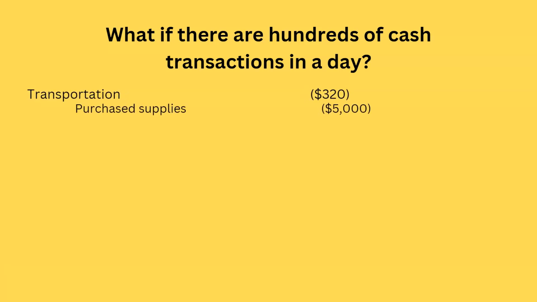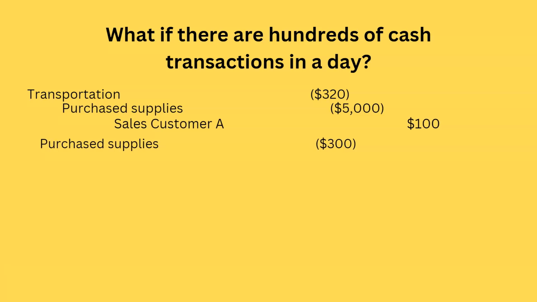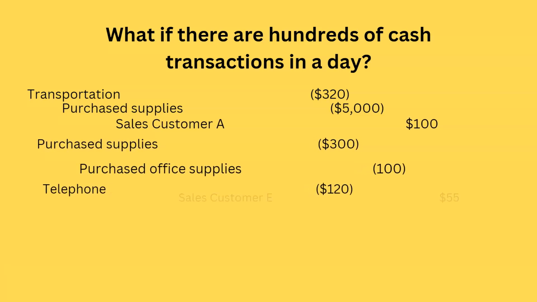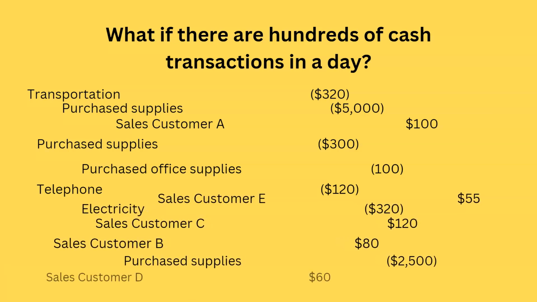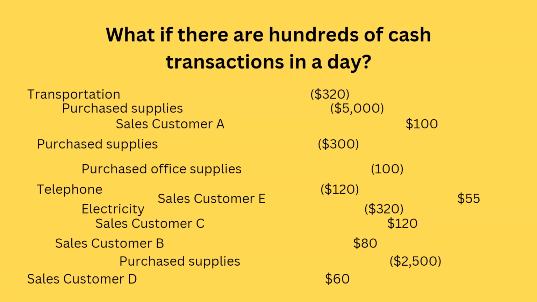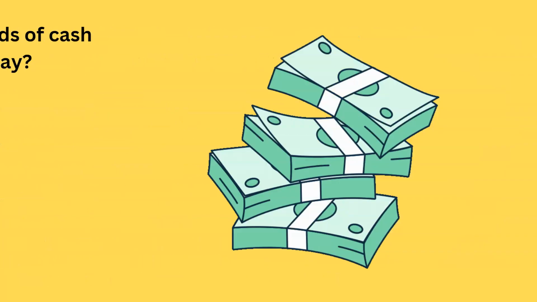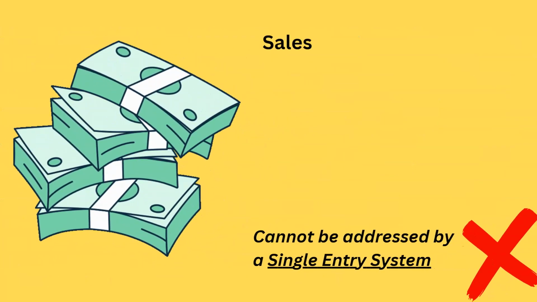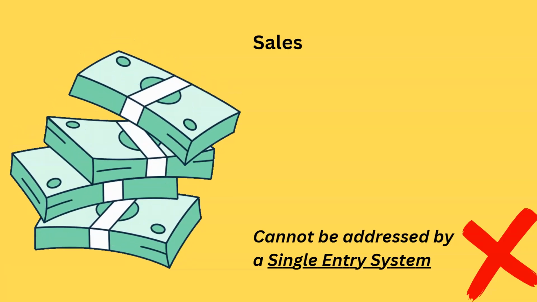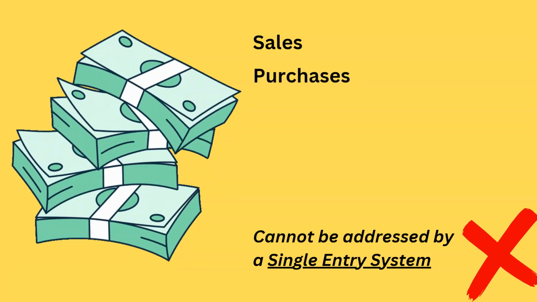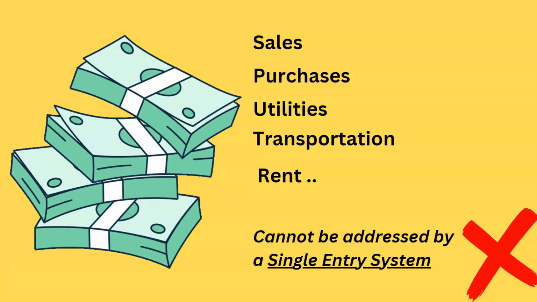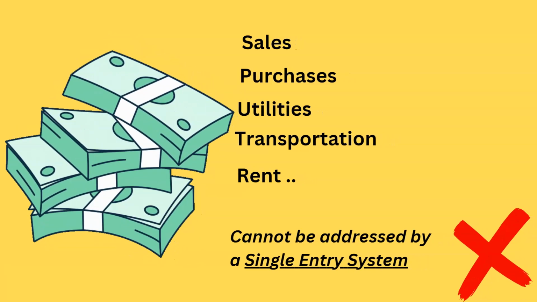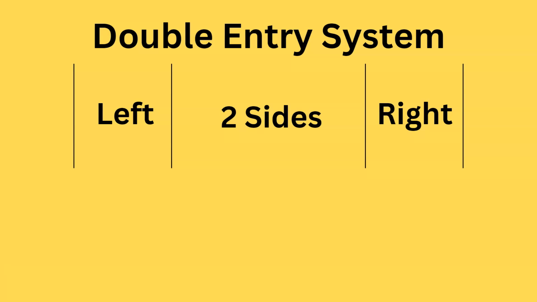Let's say we have the transportation, purchase supplies, sales, purchase supplies again, office supplies purchase, telephone, another sales, another sales, another sales, another purchases. Having all of these, etc., cannot be handled by the single entry system. That's why we have the double entry system. It is because the single entry system cannot answer you if you ask how much is your sales, how much is your purchases, your utilities, your transportation, your rent, etc. So welcome now to the double entry system.